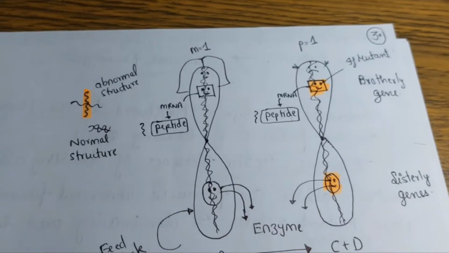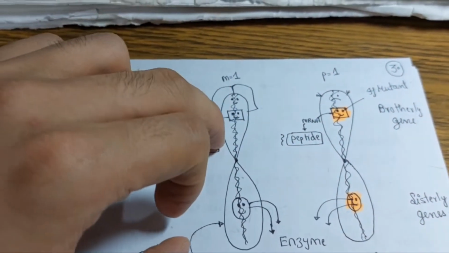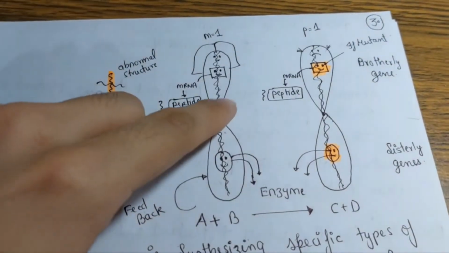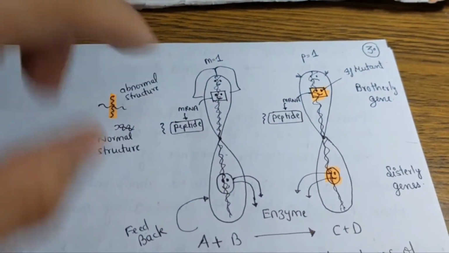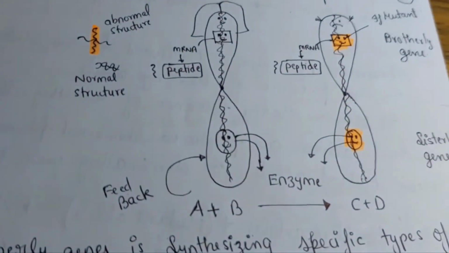To understand the concept of dominance and recessiveness, we are going to consider that these are two homologous chromosomes. Chromosome number 1 maternal, chromosome number 1 paternal. On the top we have two genes, which we will consider as brotherly genes, and on the bottom we have two genes which will be considered as sisterly genes.